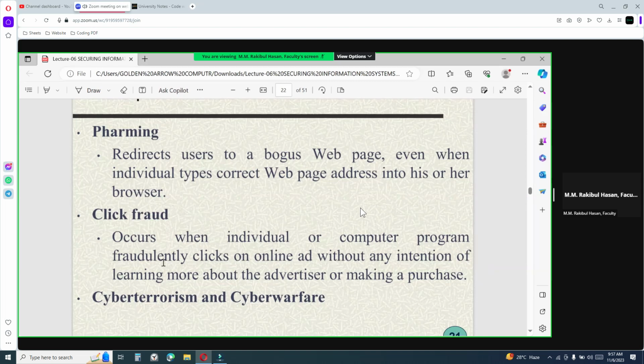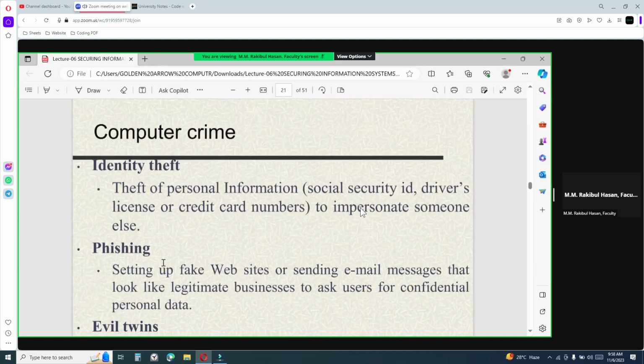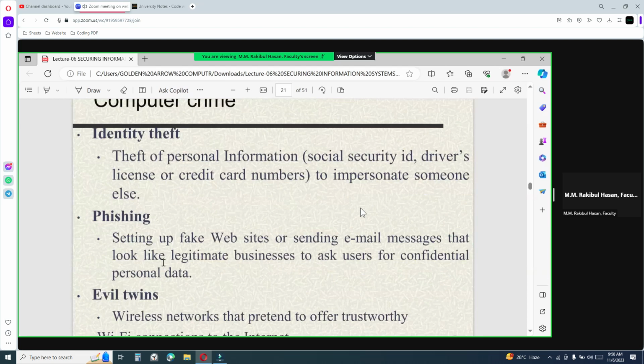So you already have some idea what types of crime may happen online, as you are doing your assignment now, isn't it? These are the different computer crimes. Is it clear to you? Yes, sir. Okay.